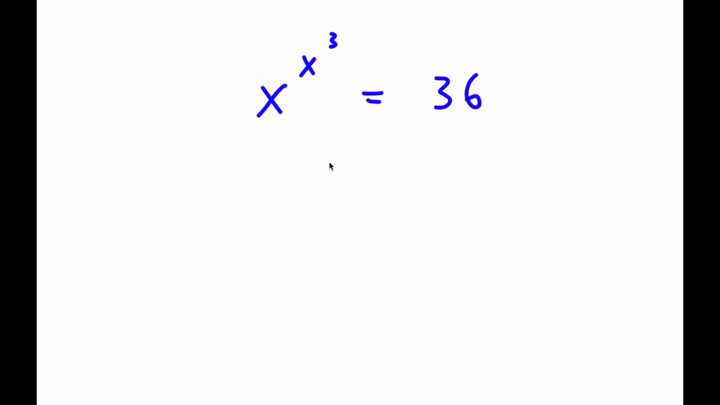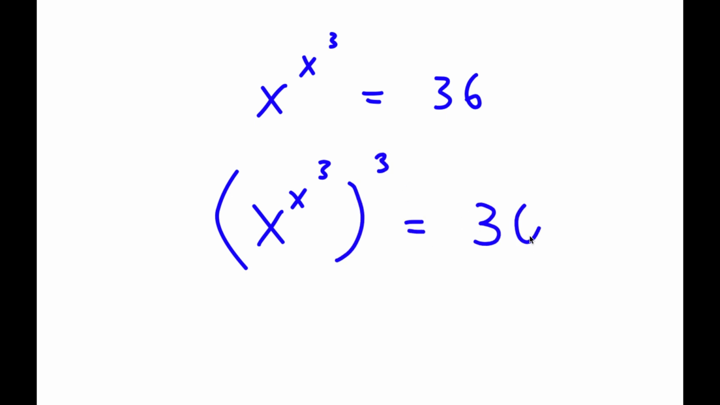Alright, so in this problem, I have x to the power of x to the power of 3 is equal to 36. So to solve this problem, the first thing I'm going to do is take the power of 3 on both sides. So now I have x to the power of x to the power of 3, to the power of 3, is equal to 36 to the power of 3.